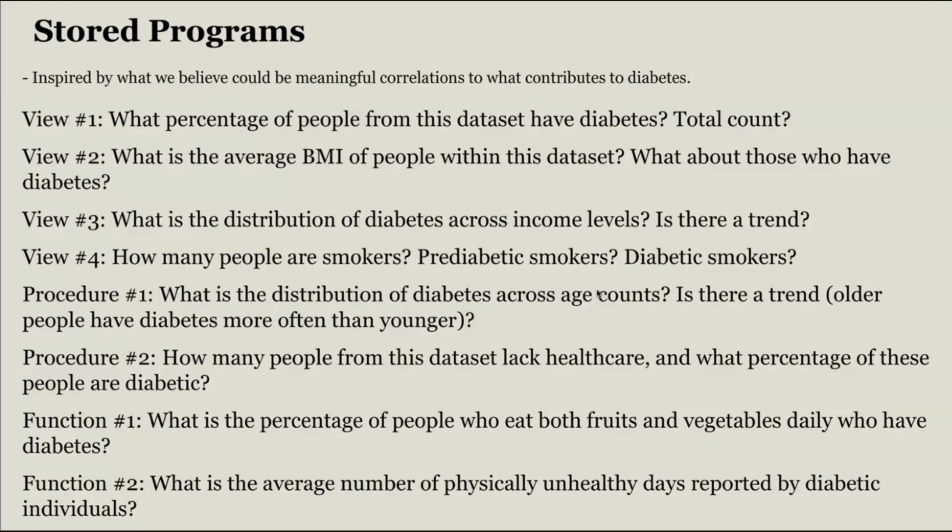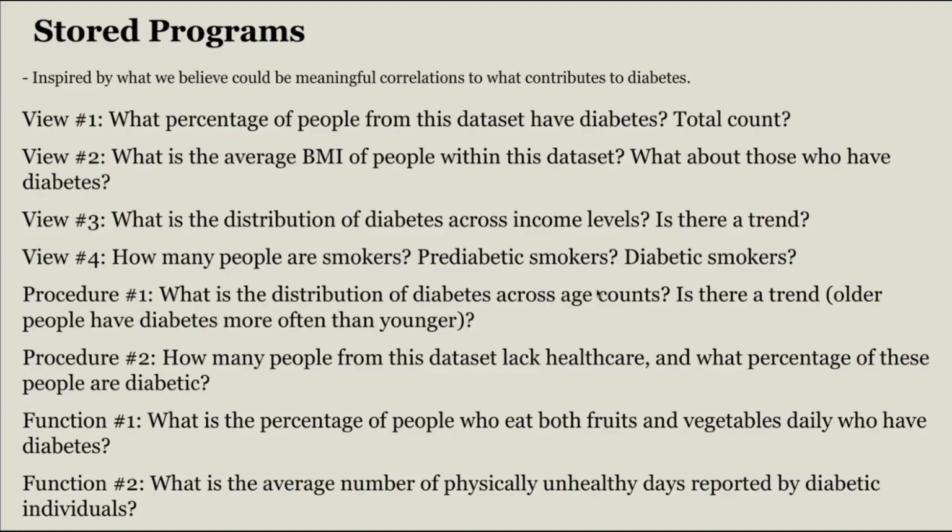Our stored programs were inspired by what we believe could be meaningful correlations to what contributes to diabetes. Our first question was what percentage of people from this dataset have diabetes and the total count. We found 22.16% of the random sample of 1,000 had diabetes, which means that the total count was 221.